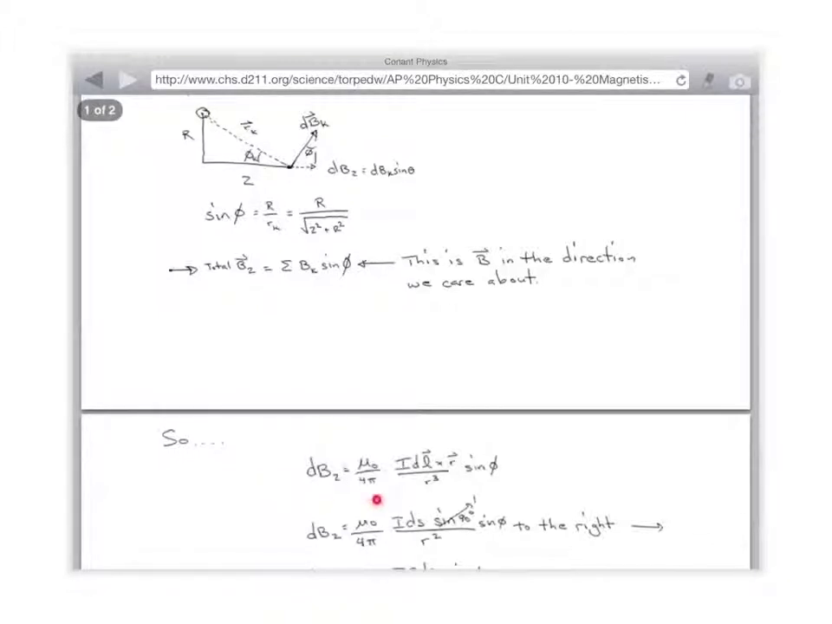So back down here at our basic equation, that's our sine phi we just talked about, and this is the Biot-Savart law that we know. Now, we know that with the Biot-Savart law, you always end up converting I dL cross r over r cubed into I dL sine theta over r squared.